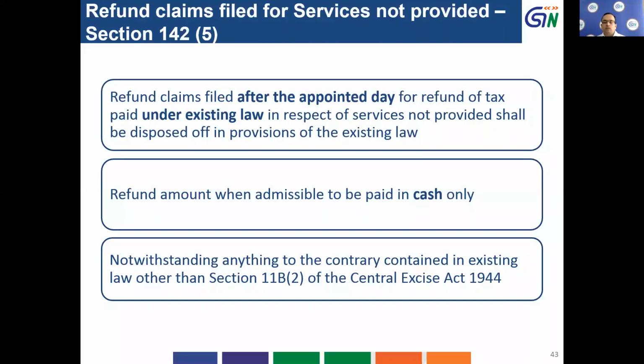What we have talked about is the export of the goods. Now we are going to talk about the services, and the services which is not provided. So that is what we are going to talk about now under Section 142(5).